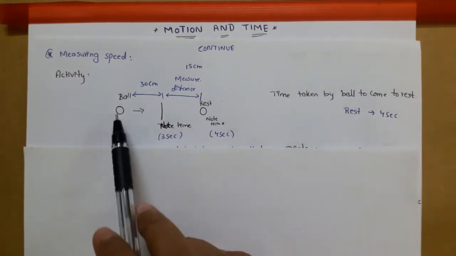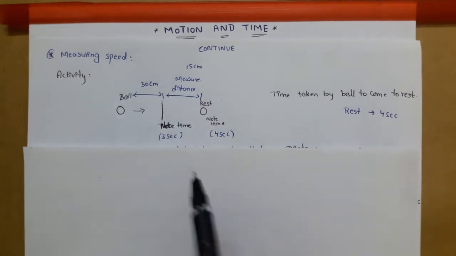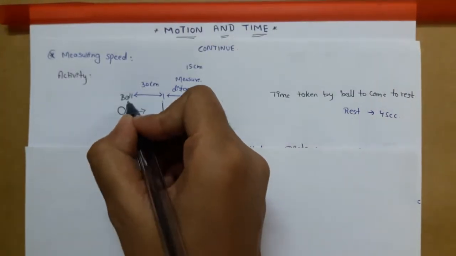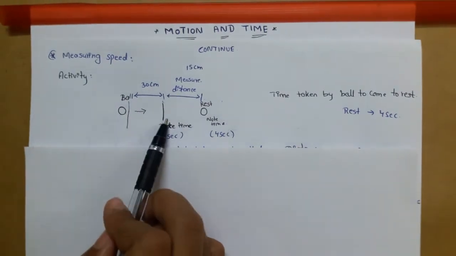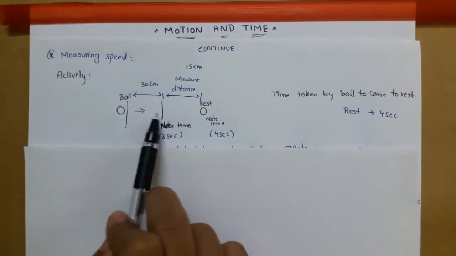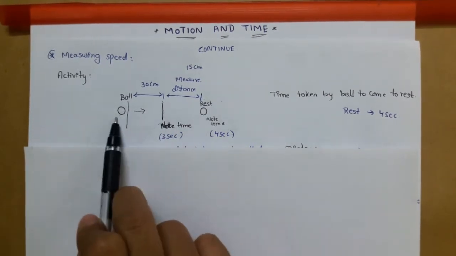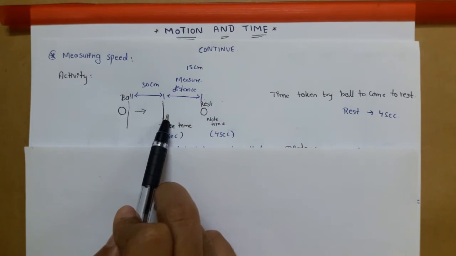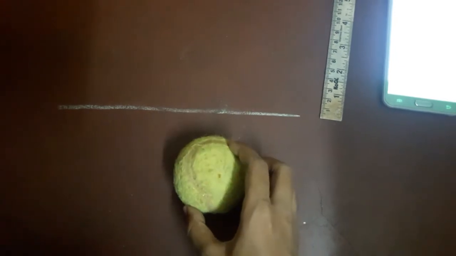For the activity, we will take a ball and we will mark a line. This will be a starting line and another will be the ending line. We will measure the distance between them and also we will note the distance when the ball comes to rest after crossing this line. So let us see by the activity. In this activity, let's check the speed of this ball when it crosses that line.